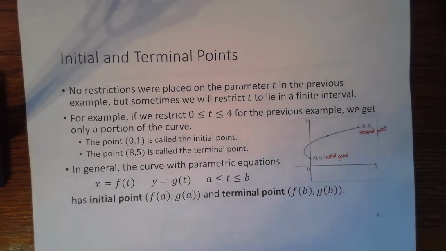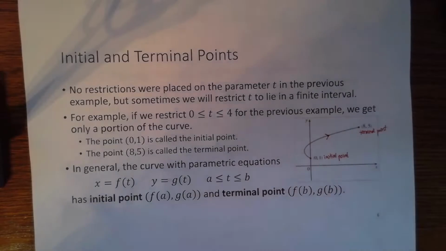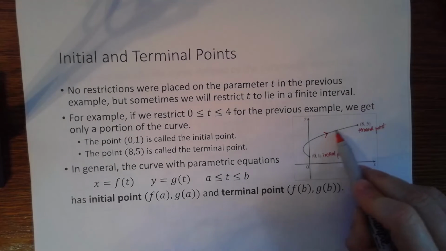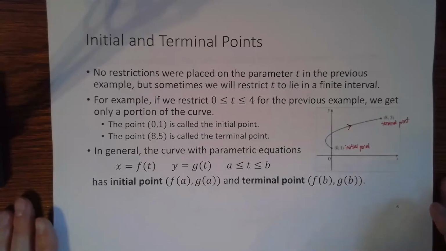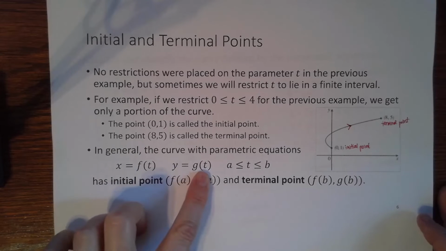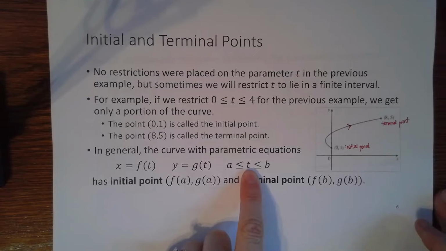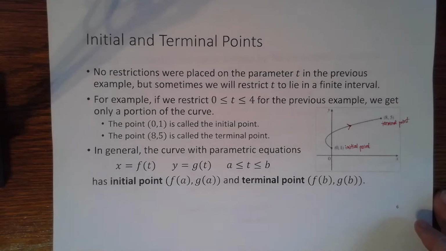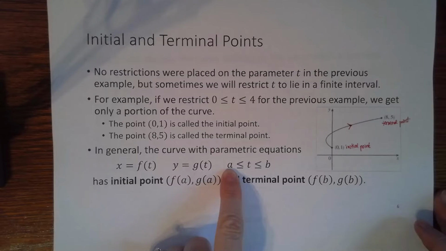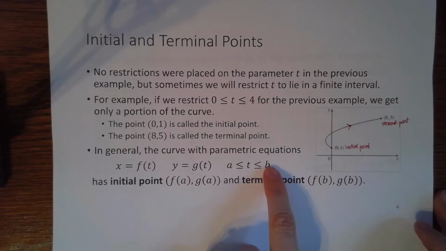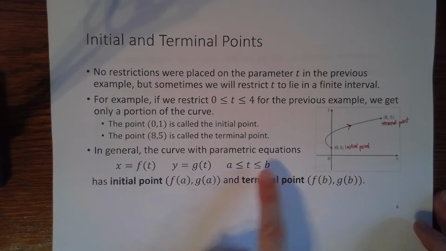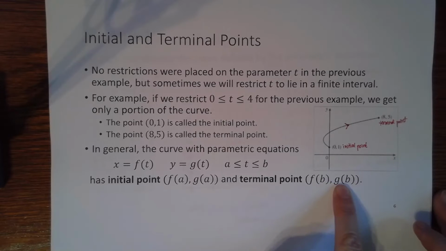The arrow there shows that it goes from the initial point moving towards the terminal point. So in general, if we have parametric equations, x is a function of t, y is a function of t, and t is in some finite interval between a and b. The way that we find the initial point is we plug a, the lowest value of t, into the two functions to get our x and y coordinates. That will be the initial point. And to get the terminal point, we take the maximum, the b value, and plug that into each function to get the coordinates of the terminal point.